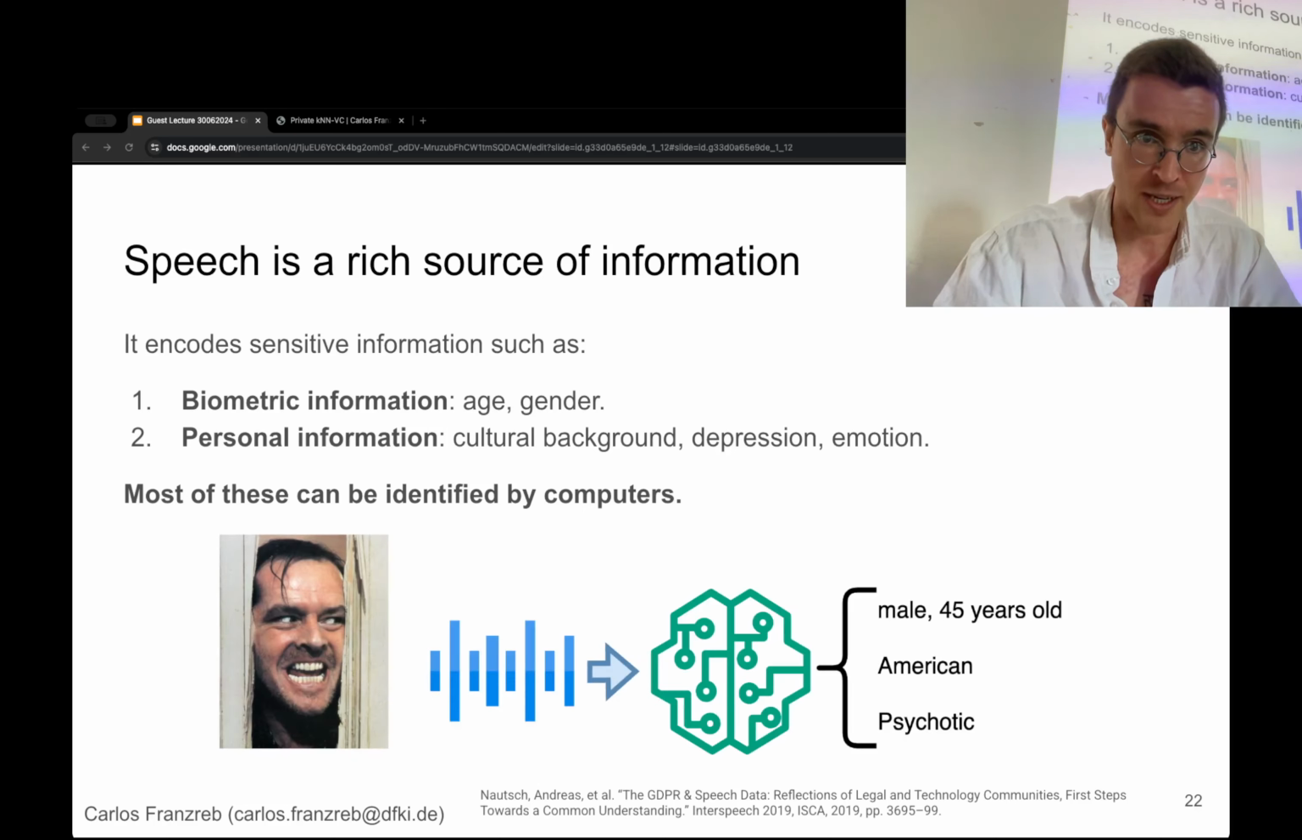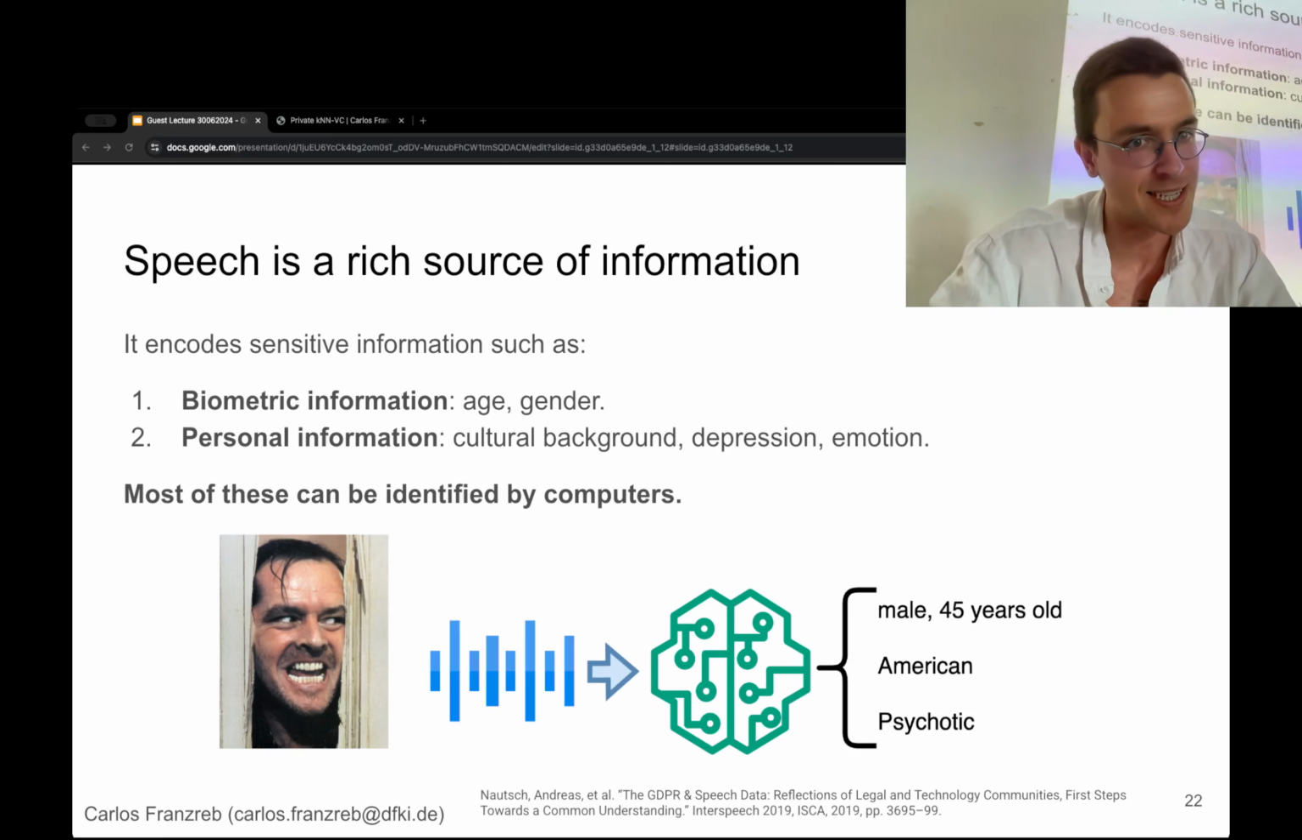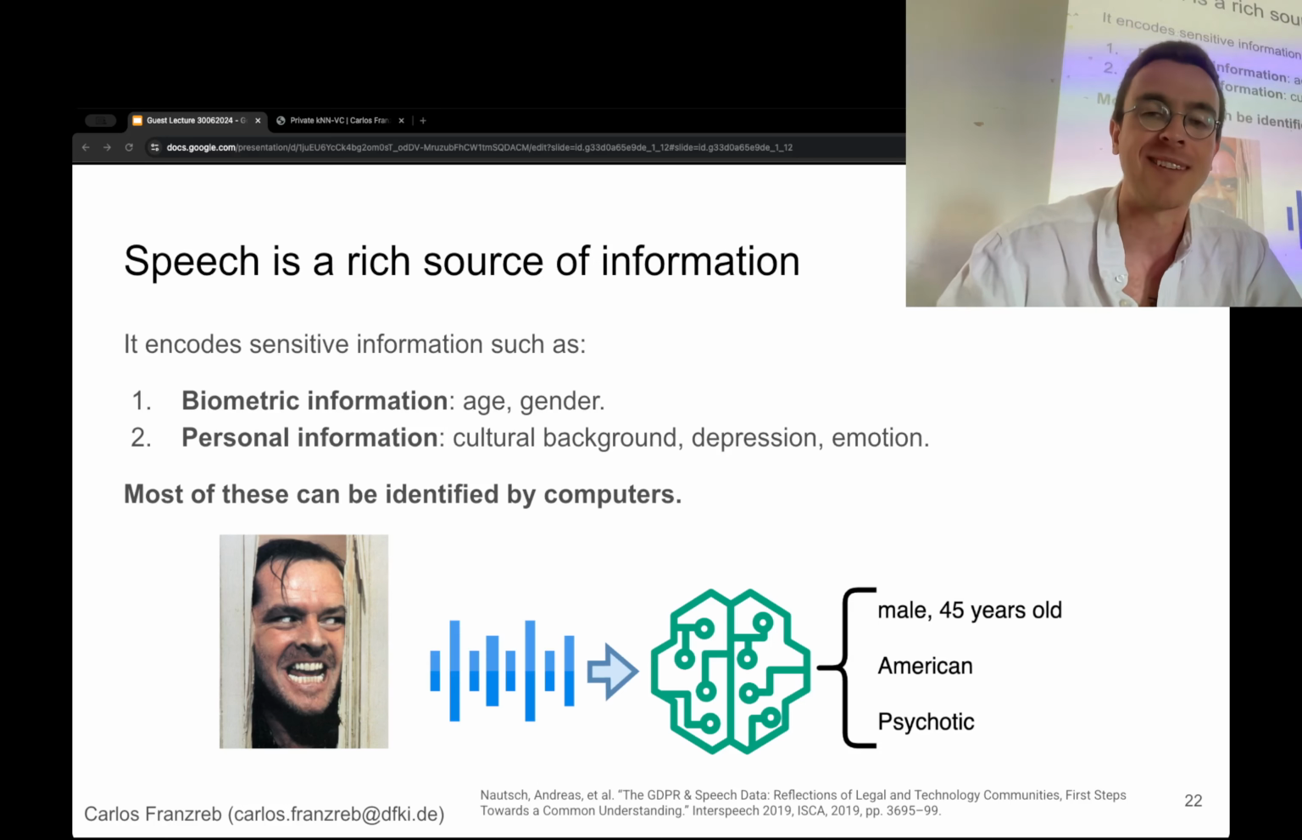And you can imagine Jack Torrance here: if you record him checking on his wife in The Shining and you analyze his speech, it is really easy to infer that he's male, over 40 years old, American, and you may even infer that he's not mentally healthy.